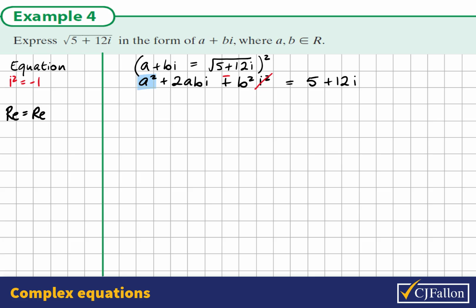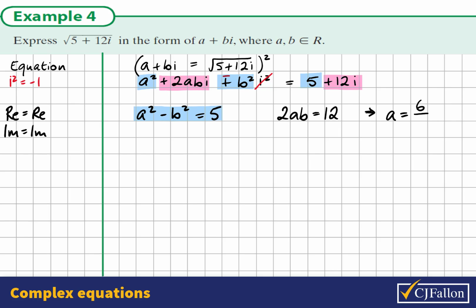This is a complex equation, so the real parts must be equal, giving us that a squared minus b squared is equal to 5, and the imaginary parts on the left hand side must equal the imaginary parts on the right hand side, giving us that 2abi must be equal to 12i, or 2ab is equal to 12. Dividing across by 2b, we see that a is equal to 6 divided by b.